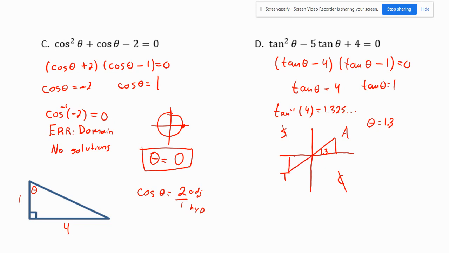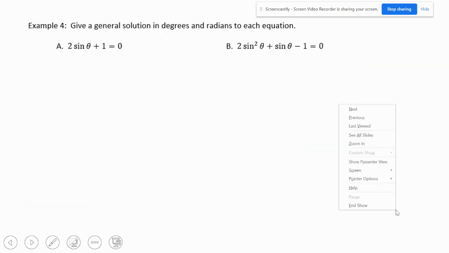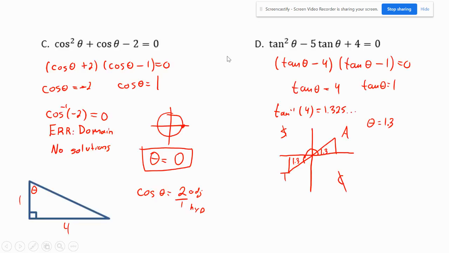Our second angle is going to be this guy over here. Well, sorry, this is our reference angle of 1.3. But this angle here is going to be pi plus 1.325 dot dot dot. And do this on your calculator, and we get 4.5.